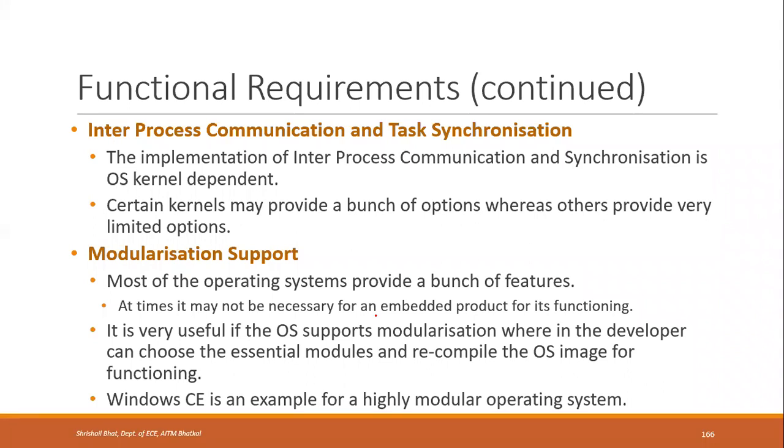Next requirement is modularization support. Most of the operating systems provide a bunch of features. Sometimes it may not be necessary for an embedded product for its functioning. All the features provided may not be necessary. So it is very useful if the OS supports modularization. Modularization means the developer can choose the essential modules and recompile the OS image for functioning. He can choose essential modules that he requires and recompile the OS image. One example for a highly modular OS is the Windows CE operating system.